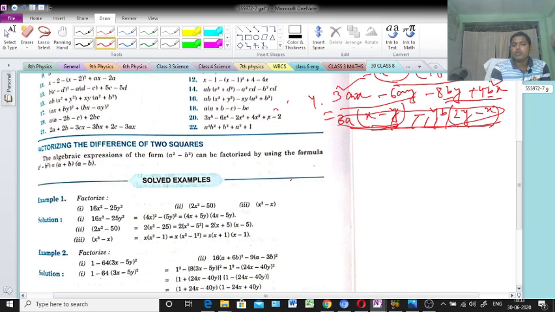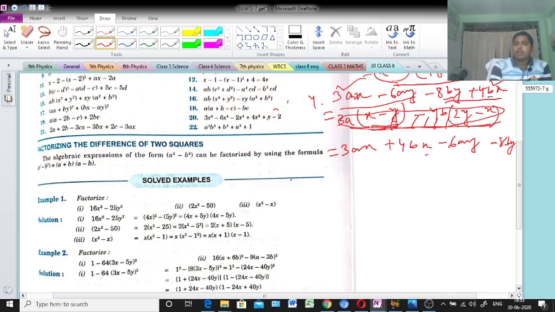That means we should arrange it first. 3ax plus 4bx minus 6ay minus 8by. Up to this one clear? Clear or not? We are arranging the first and fourth terms together and the second and third terms together, because first and second are not possible and first and third are also not possible, so that's why. We should check it.